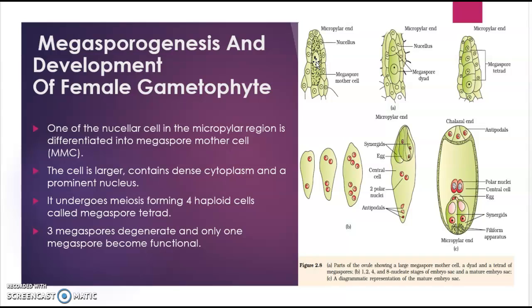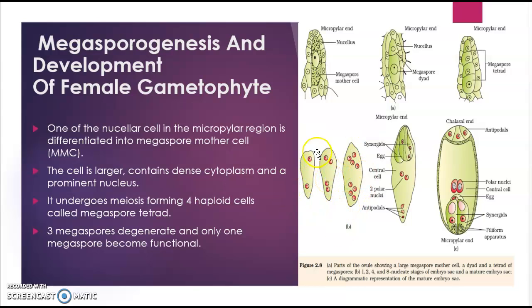It divides meiotically, so meiosis 1 and meiosis 2 will occur. When meiosis 1 happens, two cells form, the megaspore dyad, and after meiosis 2, four cells, the megaspore tetrad, form. Out of these four cells, three degenerate and only one megaspore remains functional. This functional megaspore divides by the first mitotic division into two nuclei. Then two more mitotic divisions take place: after the second mitotic division 4 nuclei, after the third mitotic division 8 nuclei will form. There is no cellular division, cytokinesis is absent, only karyokinesis is going on.